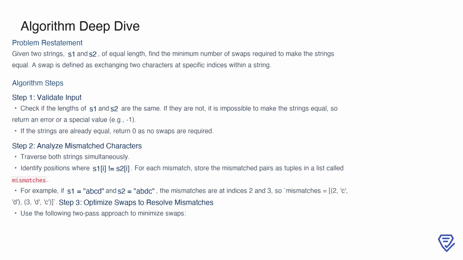Next, we analyze mismatched characters by traversing both strings simultaneously. For each position where s1 and s2 differ, we record the mismatched characters and their indices as tuples in a list called mismatches. For instance, if s1 is ABCD and s2 is ABDC, the mismatches occur at indices 2 and 3. These mismatches are stored as (2, C, D), (3, D, C), which lays the groundwork for resolving them efficiently in subsequent steps.